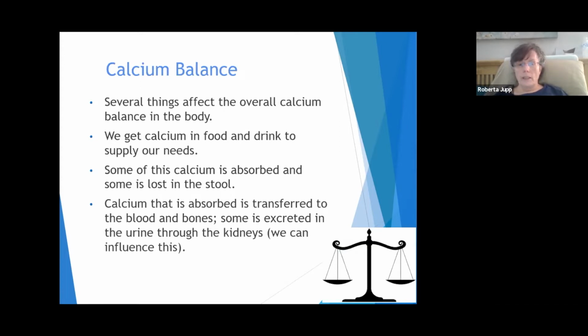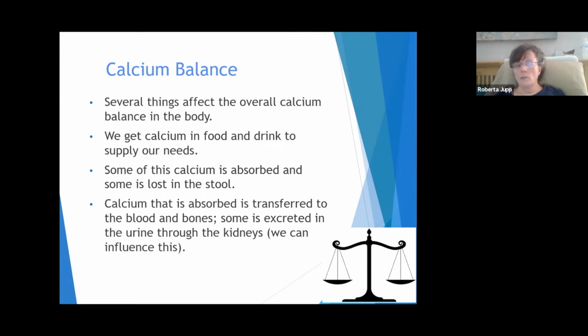So there needs to be a calcium balance in the body, and the body is very strict about how it regulates calcium in the bones and in the blood and in the urine. There are several things that affect our calcium balance. We get calcium in the foods and drinks that we take in. Some of the calcium is absorbed. If the body needs calcium, the calcium will be absorbed, and what's not needed comes out in the stool. And then the calcium that's absorbed is transferred to the blood and the bones.